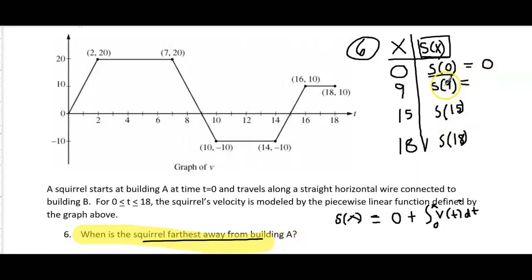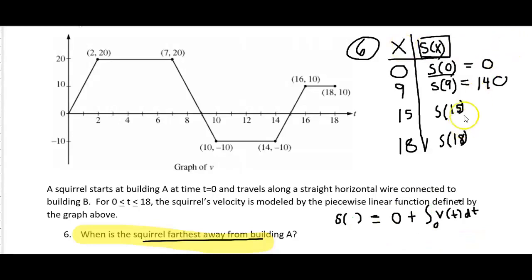If I wanted to find S of 9, then I need to take my position function and plug 9 in for the x. All right, so this piece here, we're looking for the area under the curve of V from 0 to 9. And we did that earlier. That was 140. Plus 0 equals S of 9. And therefore S of 9 equals 140. And we have that answer.